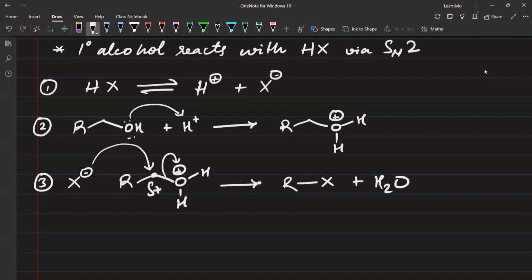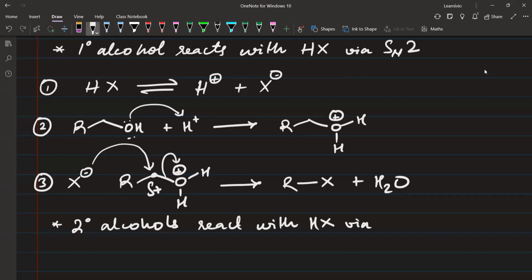अच्छा, 2 डिग्री अल्कोहल्स react with HX via SN1. Therefore, they can give rearranged product.